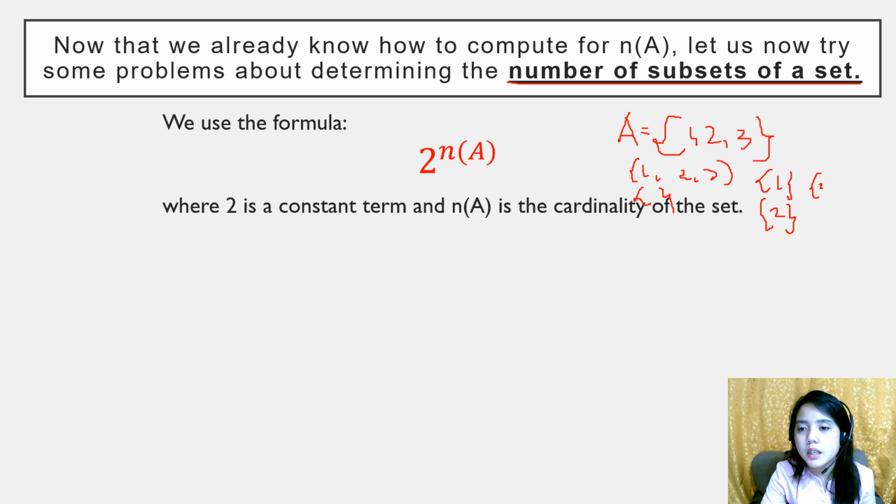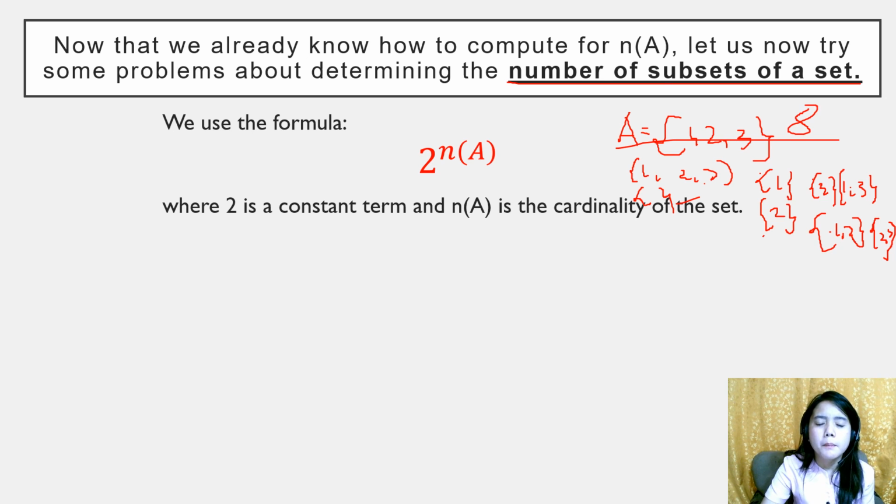We have 3. And then we have 1, 2. We also have 1, 3. And 2, 3. Okay. So, kung i-count natin siya, ang number of subsets for this set is 1, 2, 3, 4, 5, 6, 7, and 8. 8, right? Okay. But how about if ang number of elements is nagadaghan siya? Unsa man atong formula na gamiton?